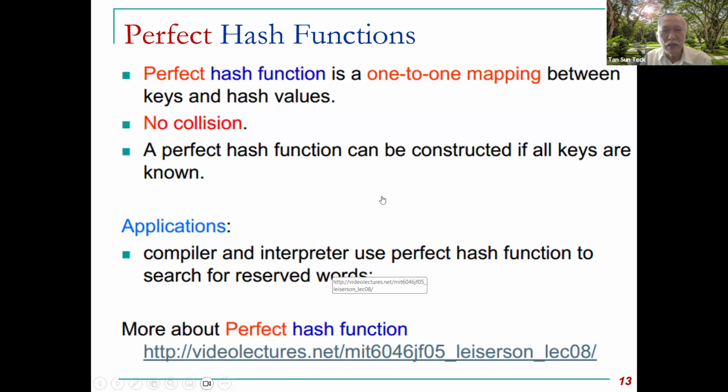Can we produce a perfect hash function? The answer is yes. We can do that if we know all the keys beforehand. If you want to create a hash function for student numbers, that's not possible because we do not know which students, with what numbers, are coming to the course. But compilers and interpreters can actually use a perfect hash function to search for reserved words, for example, for loop.